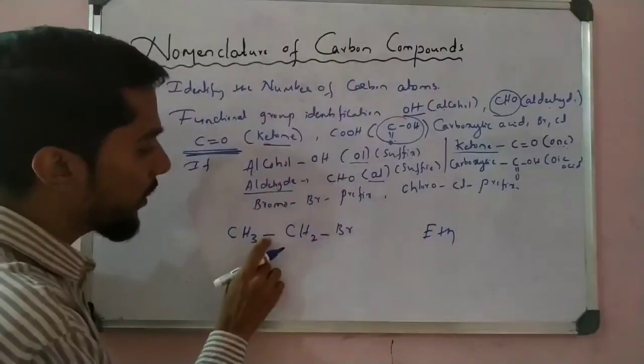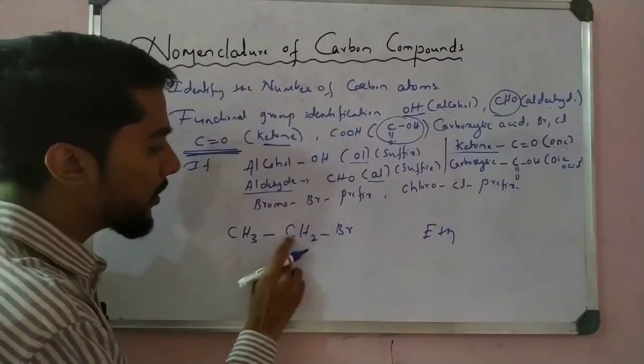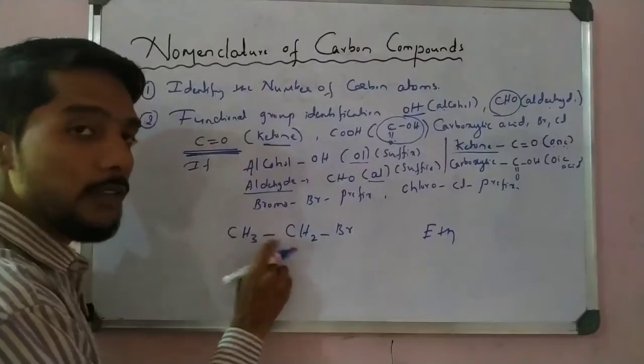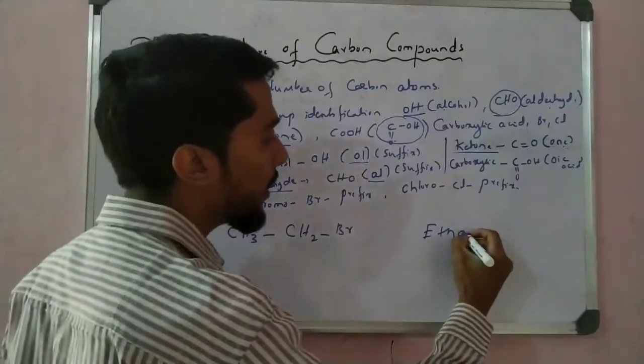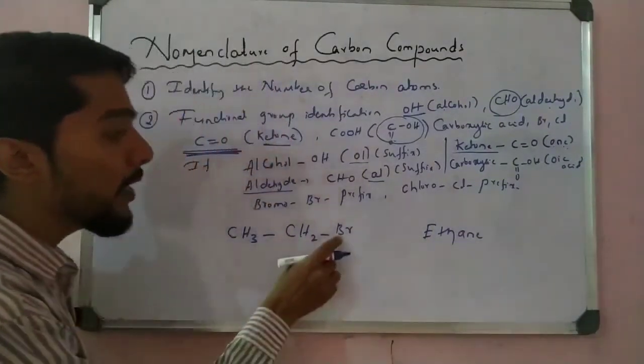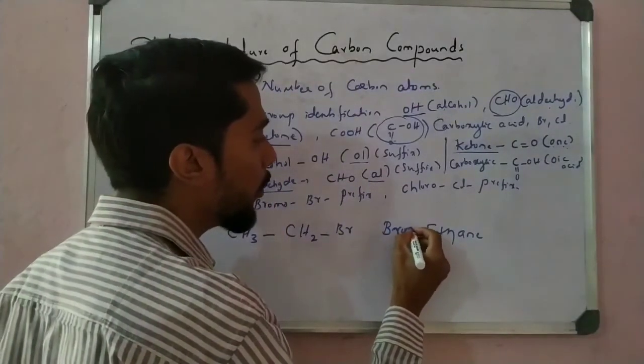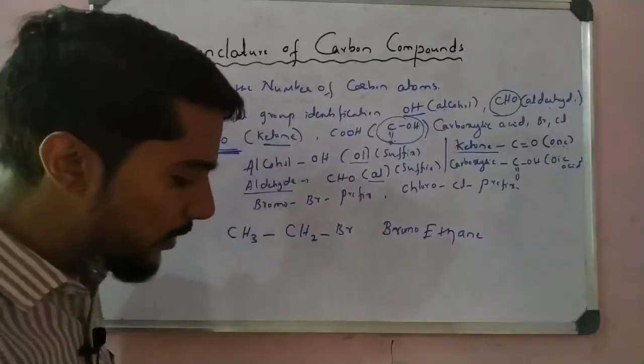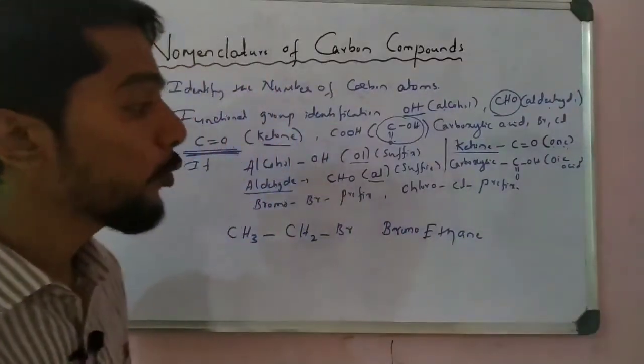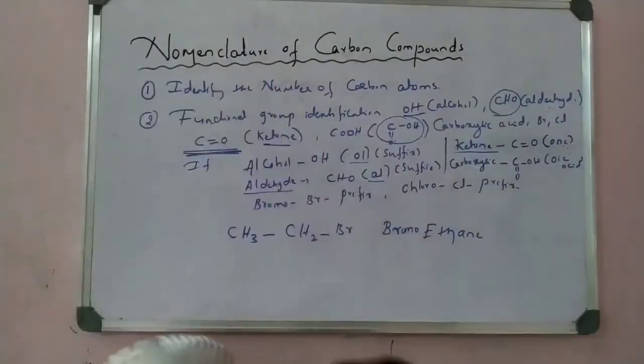Now see here, carbon carbon single bond is there. Single bond means alkane, so it is ANE. Br is there, and Br means prefix. So it is bromoethane. Simple one, simple answer. It is bromoethane, right? Simple one. Write it down.